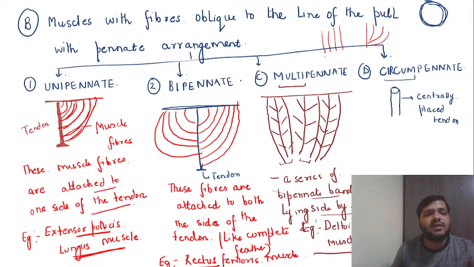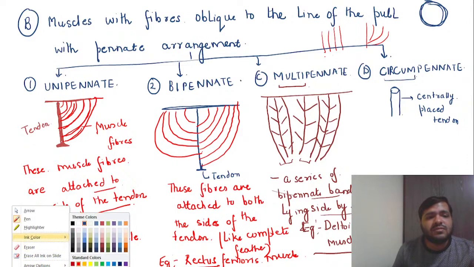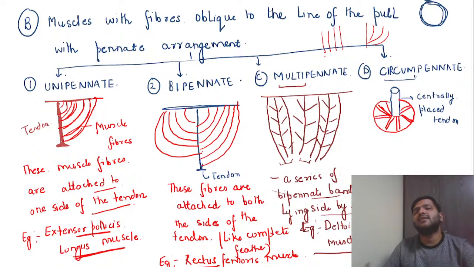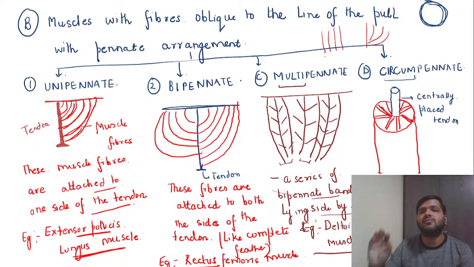We have a centrally placed tendon, and to this the muscle fibers are arranged in a circular fashion, just like in the form of a circle, just like a wheel-shaped structure. So this is the muscle, and this whole muscle is basically just like the spokes of the wheel.